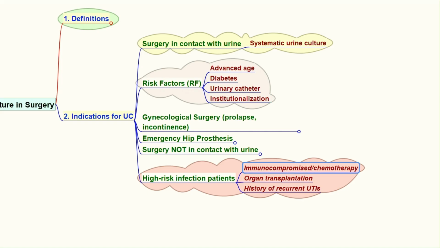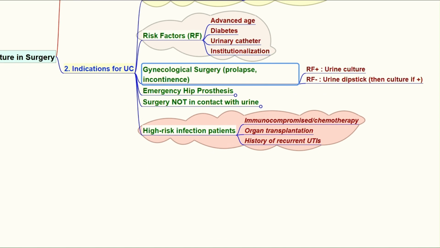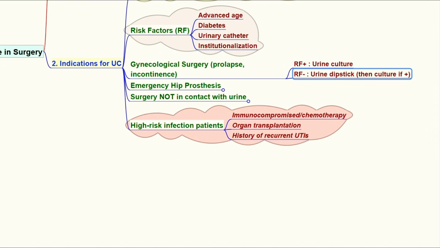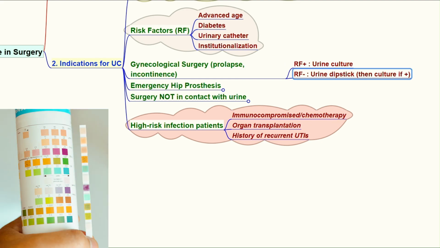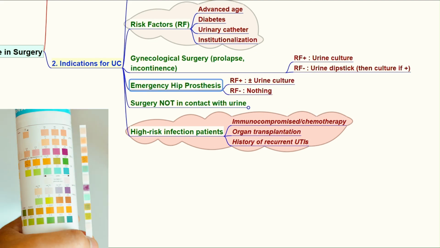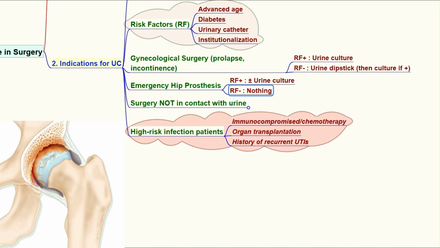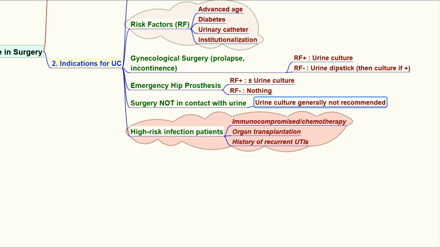In gynecological surgery, like prolapse or incontinence, if risk factor present, urine culture is required. If no risk factors, we will start with urine dipstick, then urine culture if positive. For urgent hip prosthesis, urine culture may be needed depending on risk factors. Urine culture is not recommended for surgery not in contact with urine.